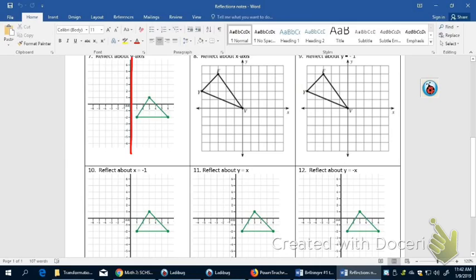There's the y-axis. So after I highlight it, I'm going to count and see how far each point is from that line. Then I'm going to draw a point on the other side of the line, the same distance apart. So this first point here is 1 away from the red, so I'm going to make it 1 away from the red on this side.